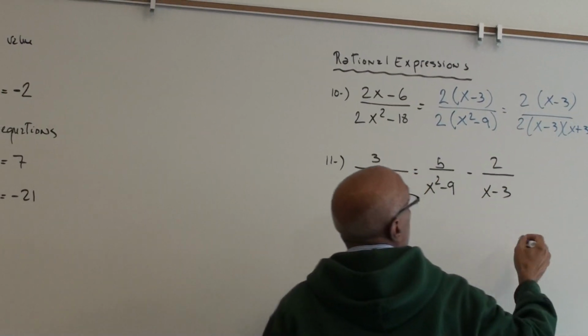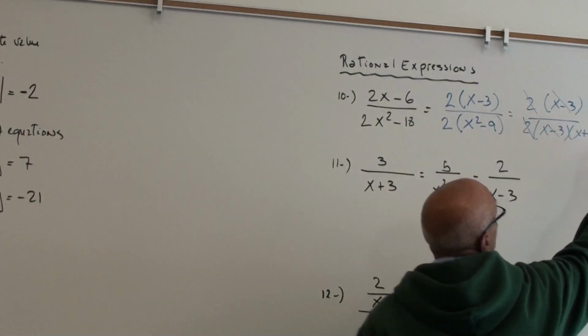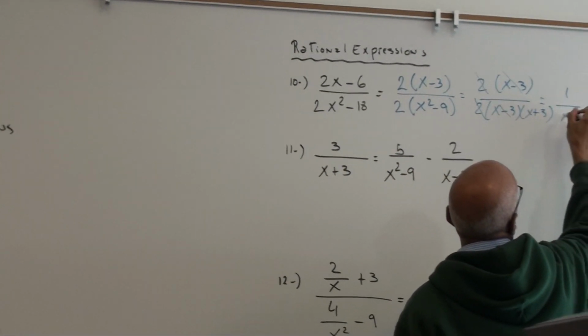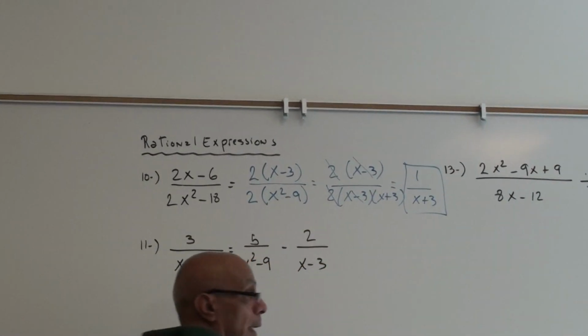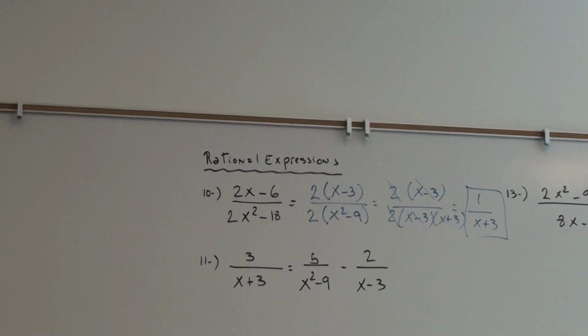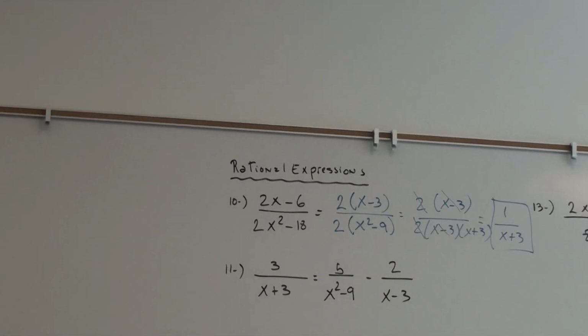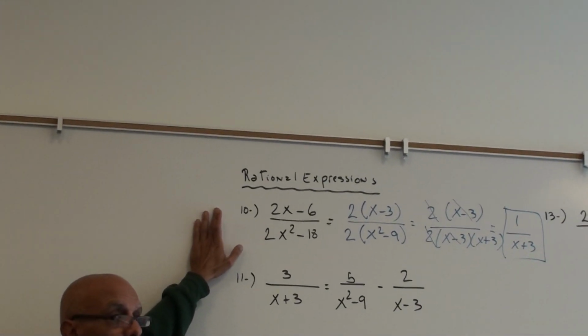Now, what I need to do is simplify this with this, and this with this, so the answer here is 1 over x plus 3, okay? All right? So this is the next step. After factoring, we're going to study rational expressions, okay?